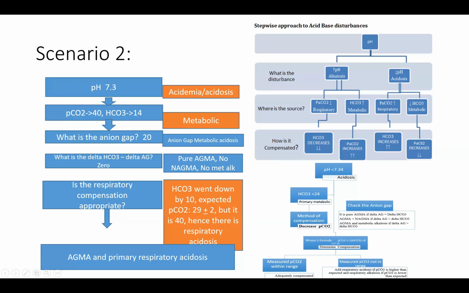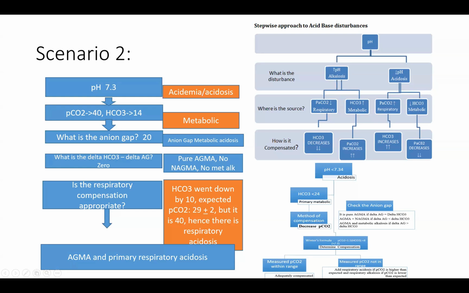In other words, anion gap went up by 10 and bicarbonate went down by 10. So it's pure anion gap metabolic acidosis. There is no non-anion gap metabolic acidosis, no metabolic alkalosis. But we look at the respiratory compensation. Bicarbonate went down by 10.